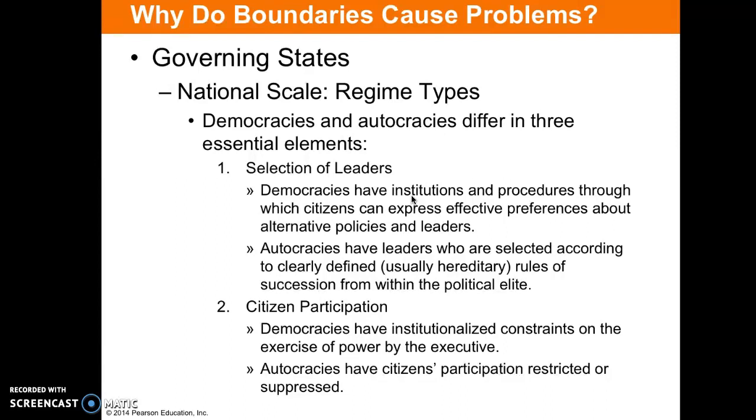Autocracies have leaders that are selected along clearly defined, usually hereditary rules of succession, and those lines come from the political elite. They don't come from the people.